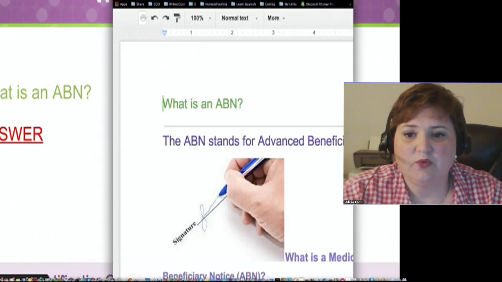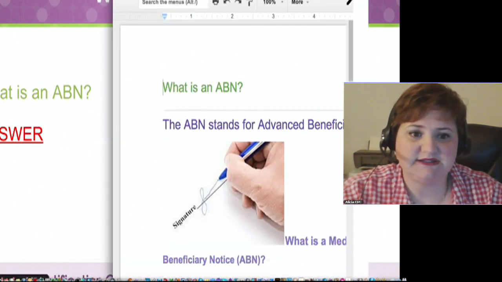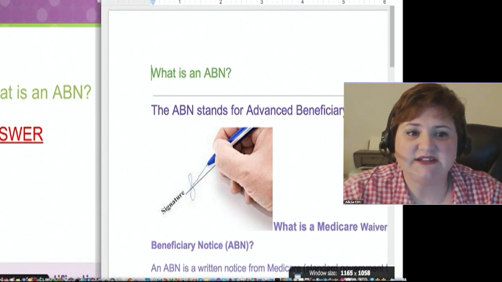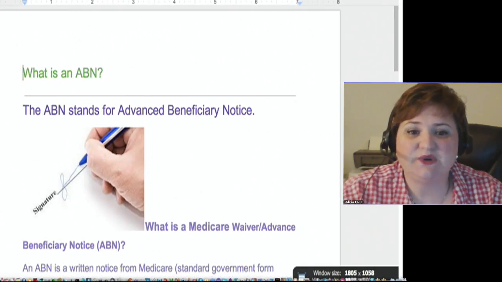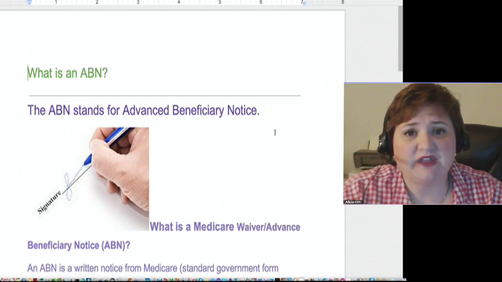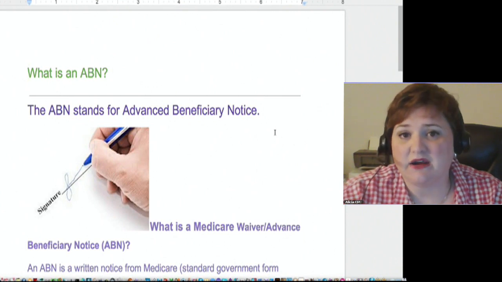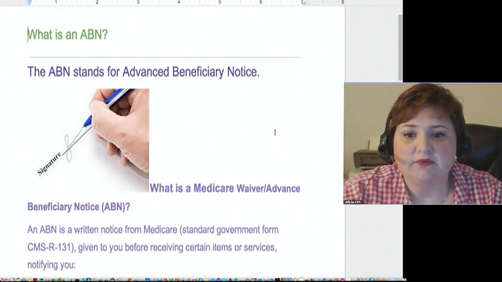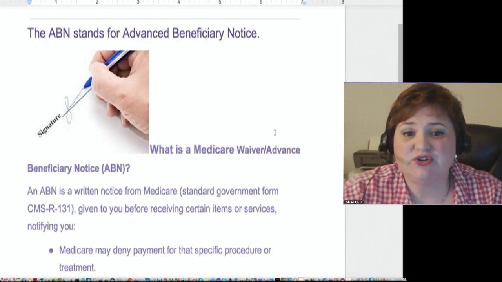This is a fantastic question, because in both the coding and billing world, you're going to need to know what an ABN is. The ABN stands for Advanced Beneficiary Notice, and this deals with Medicare. It's a Medicare waiver, actually, and nobody's going to say Advanced Beneficiary Notice. They're just going to say ABN. And the only people that have to deal with this are Medicare patients. But I got several little points here about ABNs and who and why they use them.